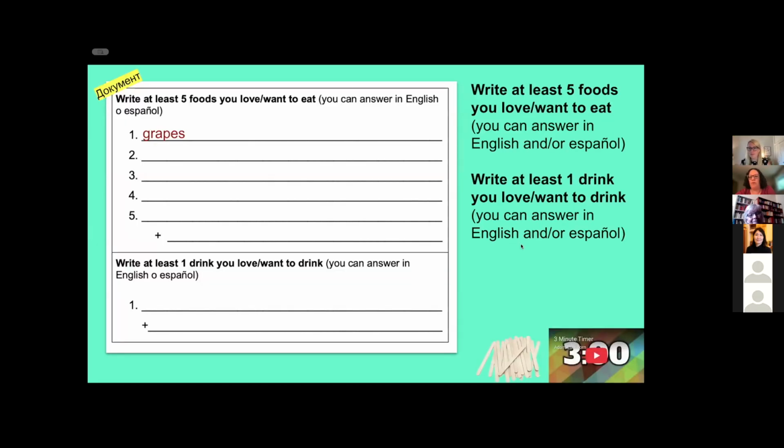So this is how I got my students to be able to talk about this objective. They first brainstormed what they love to eat. And you can see my teacher example in the corner there. I love grapes. And so they saw that and they're like, oh, well, I love avocado. I love mango. I gave them about 3 minutes to do this brainstorming session.